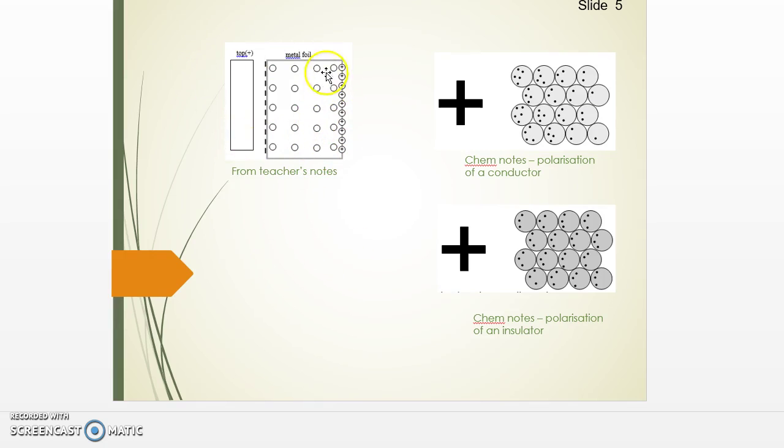Okay, this diagram up here is from the teacher's notes, and this is fairly typical of the way polarization is shown in many cases, where all the negatives are down one side and all the positives are down the other side. So there is a problem there in that it doesn't show the gradient of charge going from most negative on the left hand side to least negative on the right hand side.